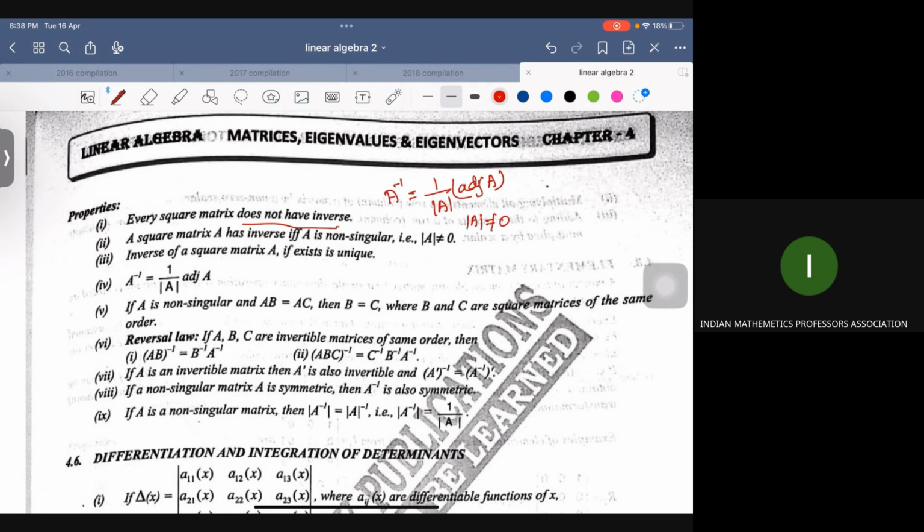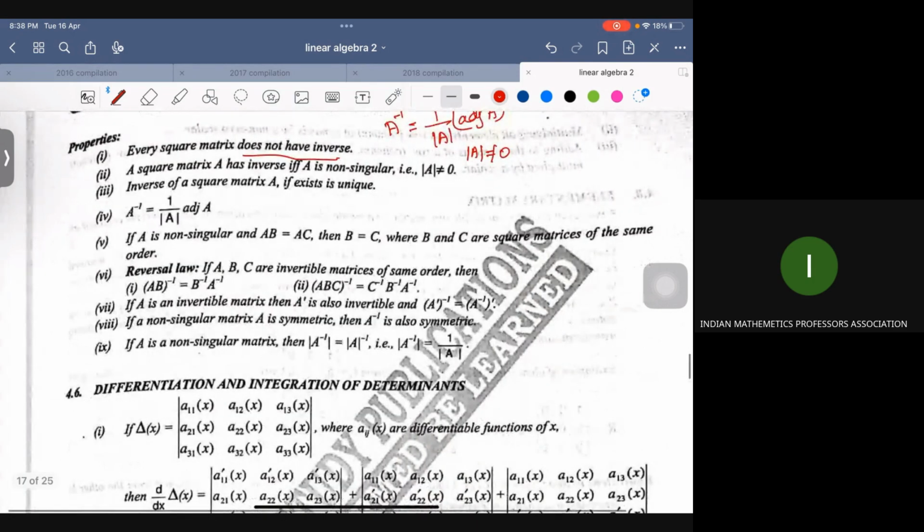If A is non-singular, determinant of A is not equal to 0, then AB equal to AC implies B equal to C. In general, this condition does not hold. If A is a non-singular matrix, if its determinant is non-zero, then this condition is satisfied.